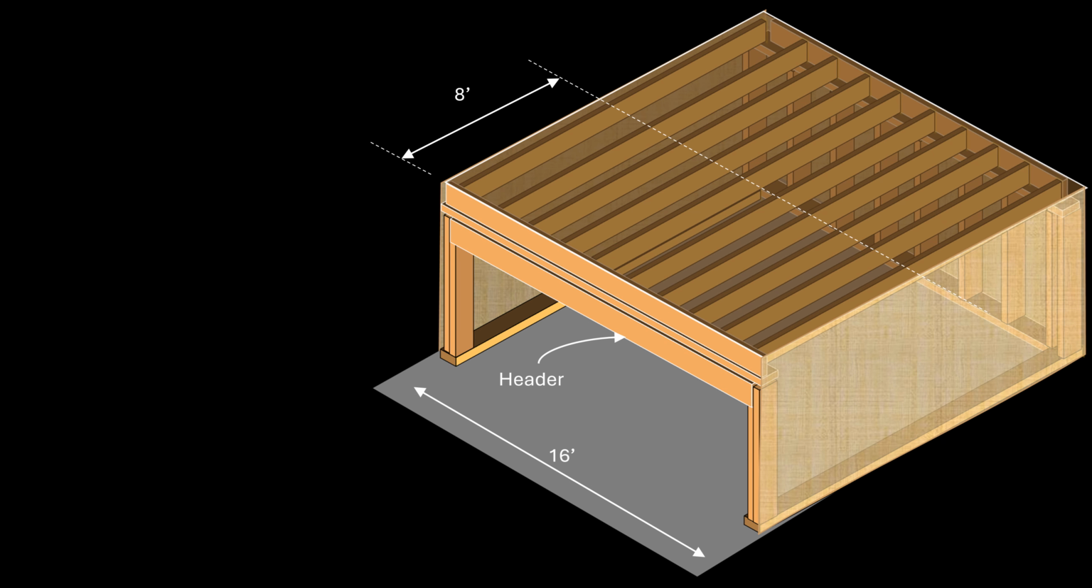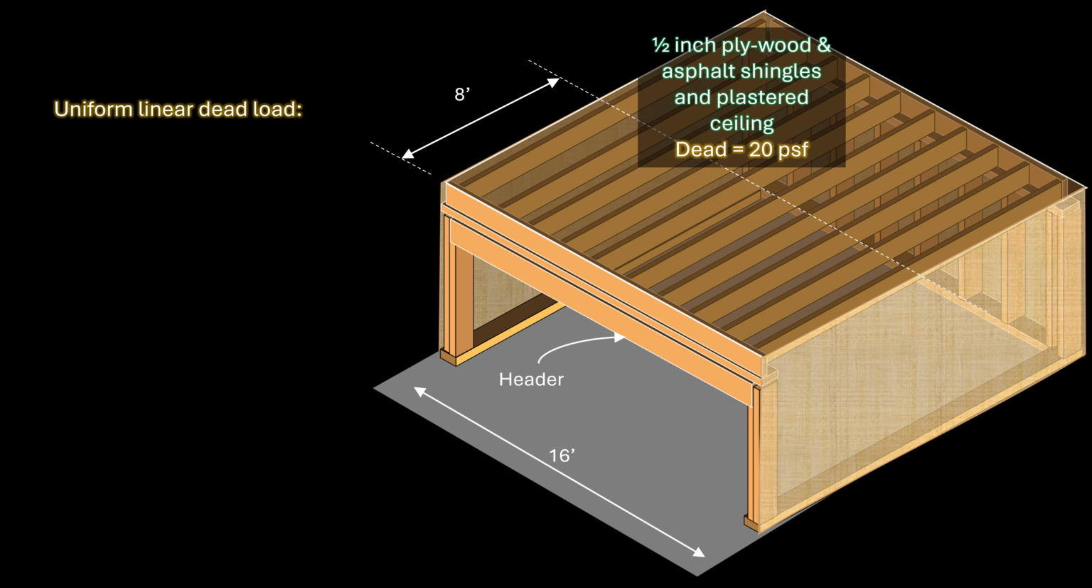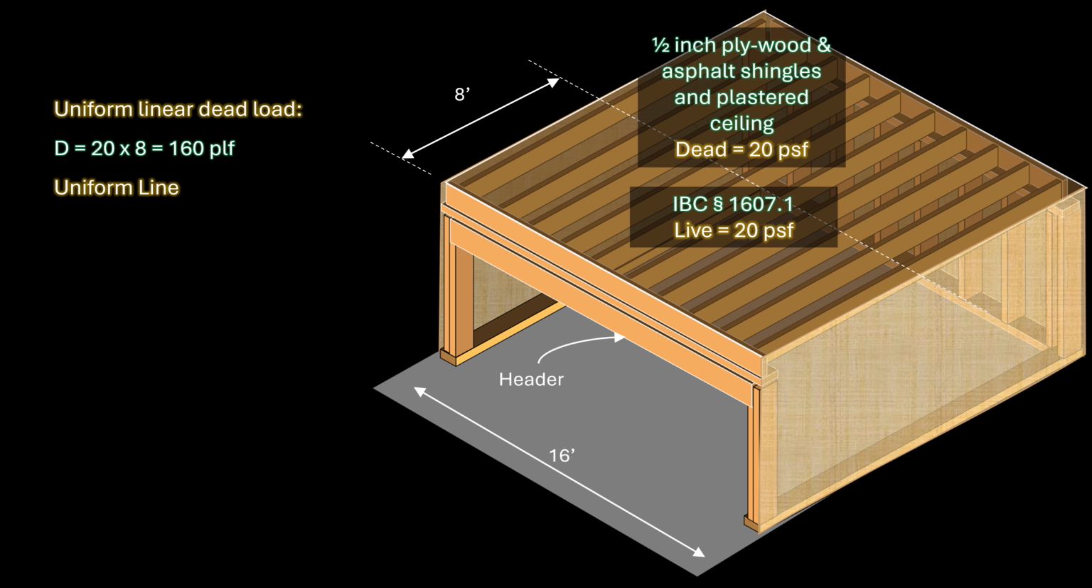The next step is to work out the uniform loading on the beam. For dead load, let us assume a standard wood-framed roof with 1/2 inch plywood and asphalt shingles and a plastered ceiling. The dead load is approximately 20 pounds per square foot. Considering the 8-foot tributary width, the uniform linear dead load will be 160 pounds per linear foot. For live load, according to the IBC in Table 1607.1, the roof live load required for design is 20 pounds per square foot. Considering the 8-foot tributary width, the uniform linear live load will be 160 pounds per linear foot.